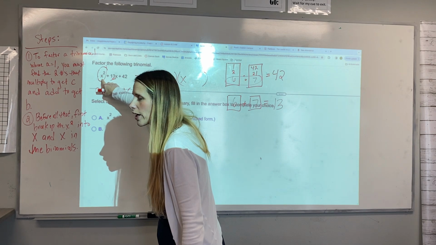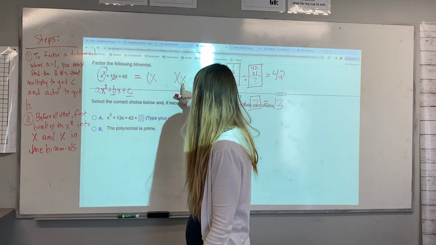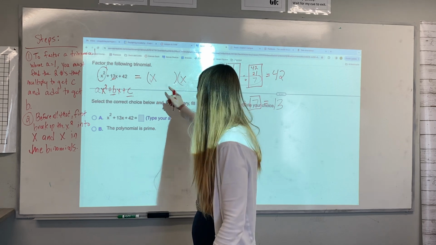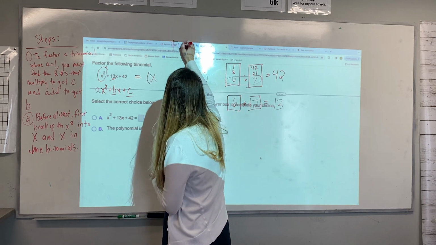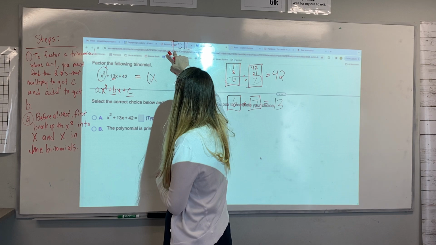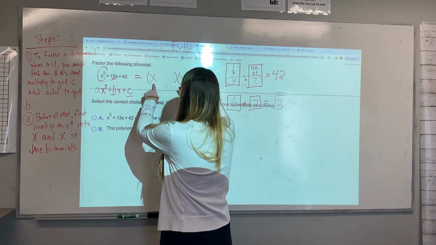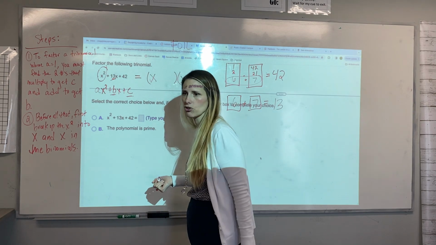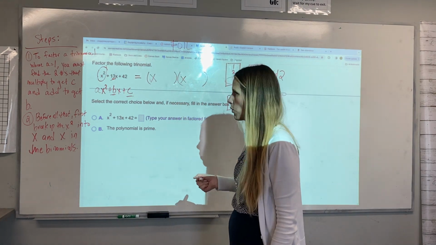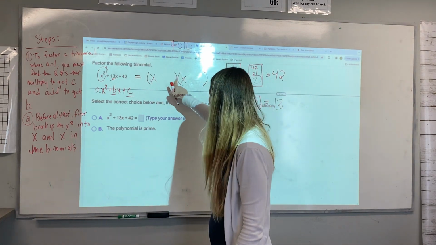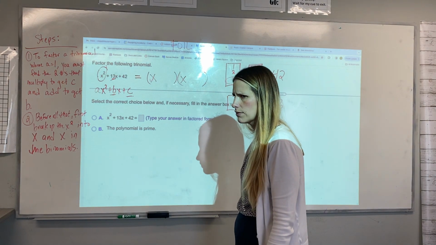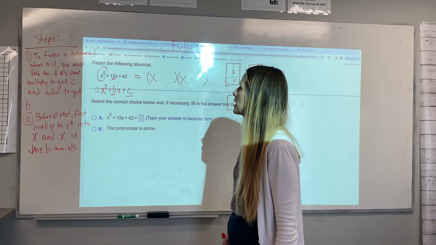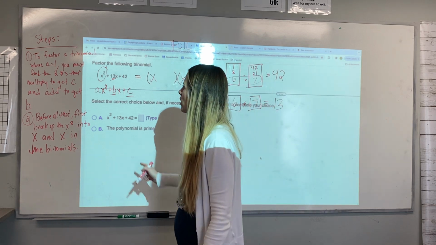To get x squared, we need x times x. And why are they in these spots? Because the FOIL method says that the first terms need to get multiplied to get your first term in your trinomial. That's what the FOIL method tells us. So we put the x here and the x here. Are you good? Okay.